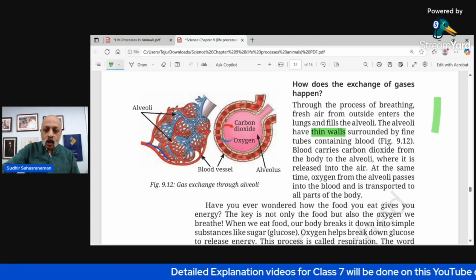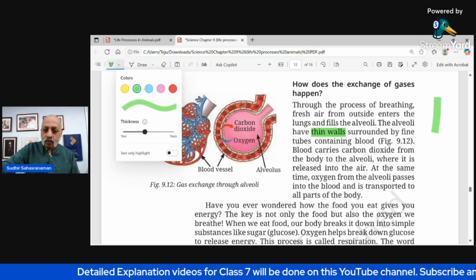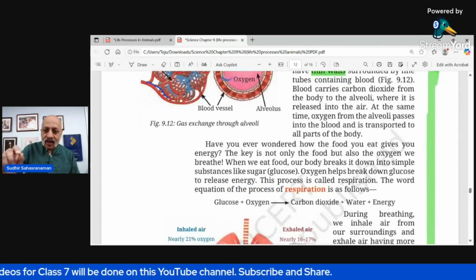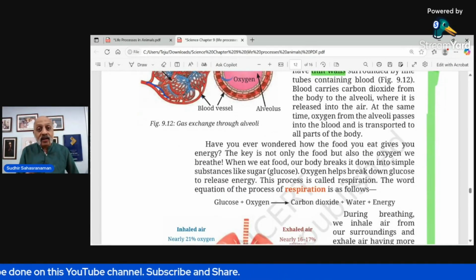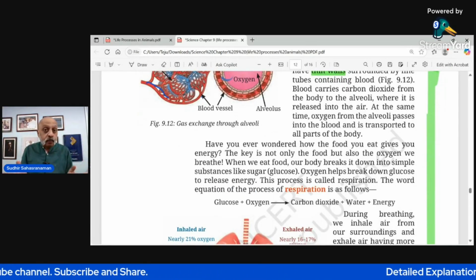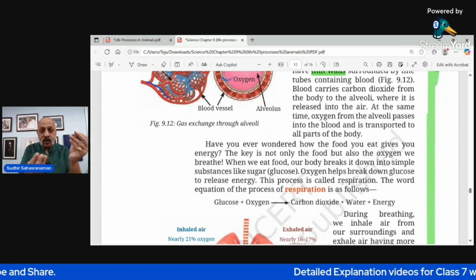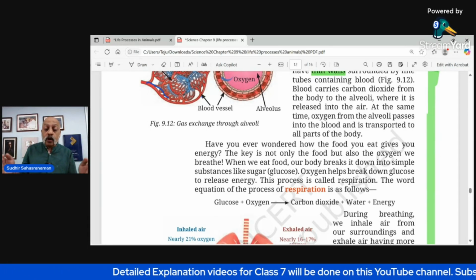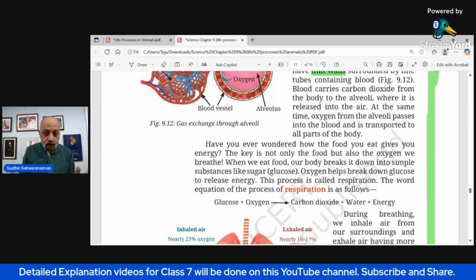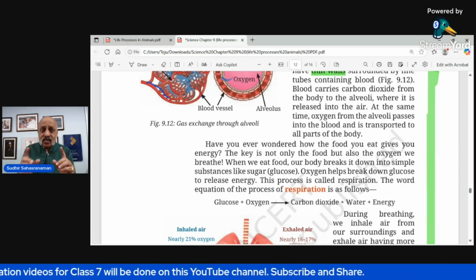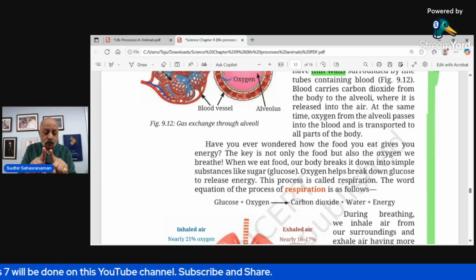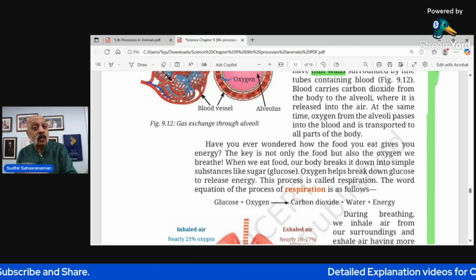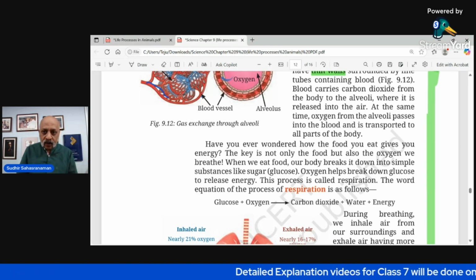At the same time, oxygen from the alveoli passes into the blood, and the blood vessels go into different parts of the body, to the mind, to the legs, to the feet, to the fingers, everywhere, right? So it passes into the body and it is transported to all parts of the body, right? So this is an important part of the respiratory system, that this exchange of gases takes place through the alveoli into the blood tubes or the blood vessels.